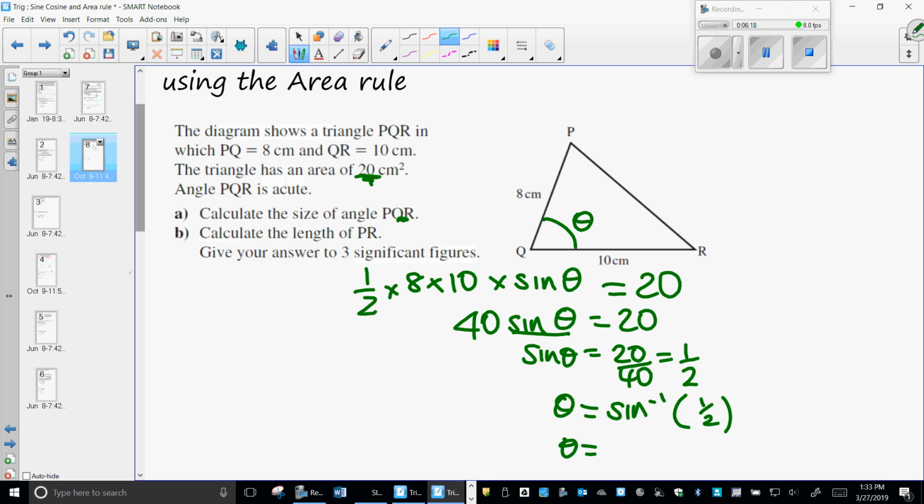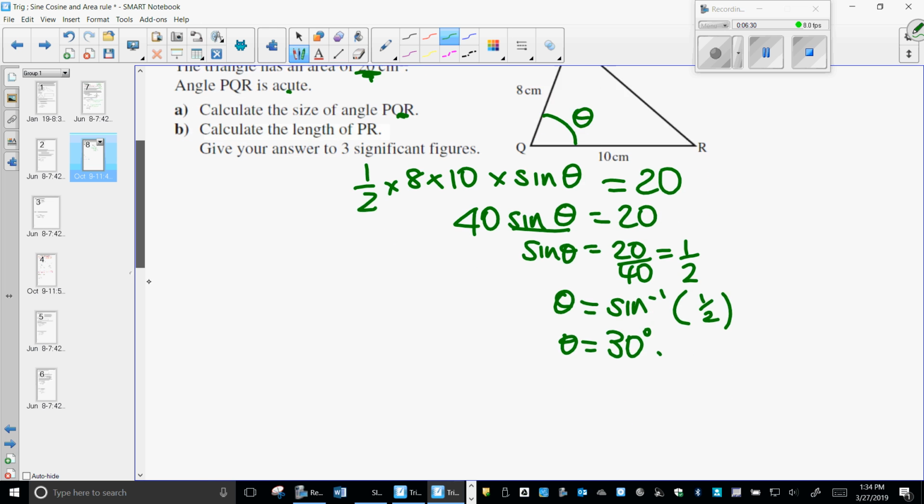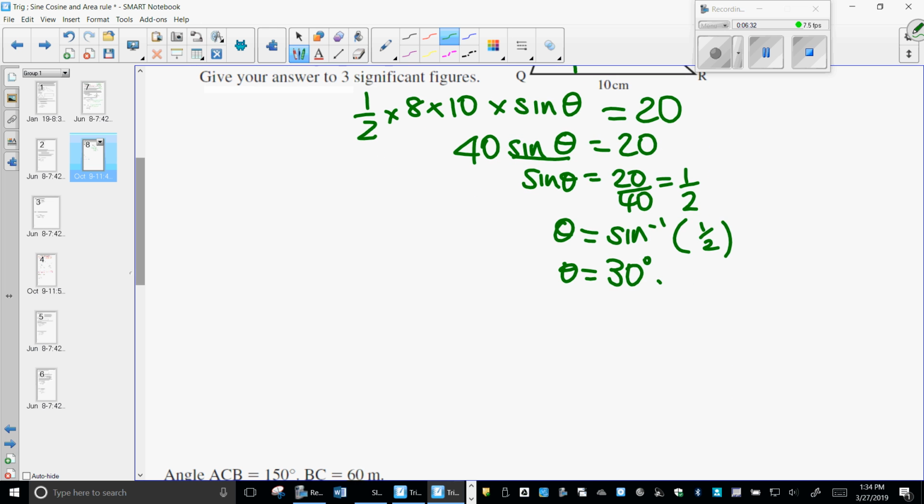$30. 30? Okay. Now, we just have to double check. They told us that the angle is acute. Does that fall under the category of acute? Yes. Sort of acute in the middle. So it has to be less than 90, yeah?